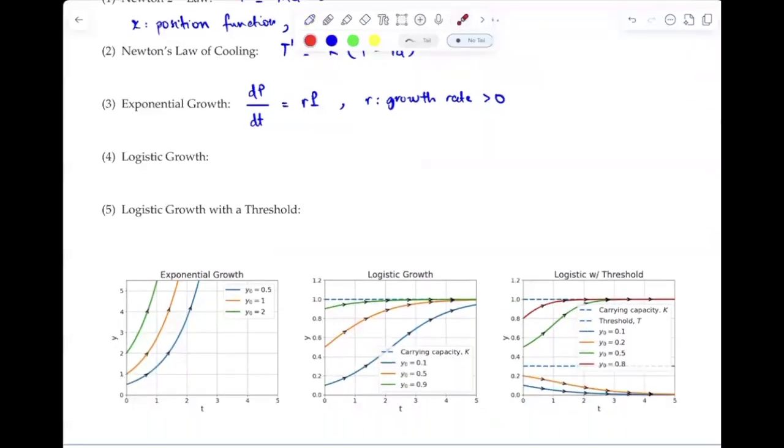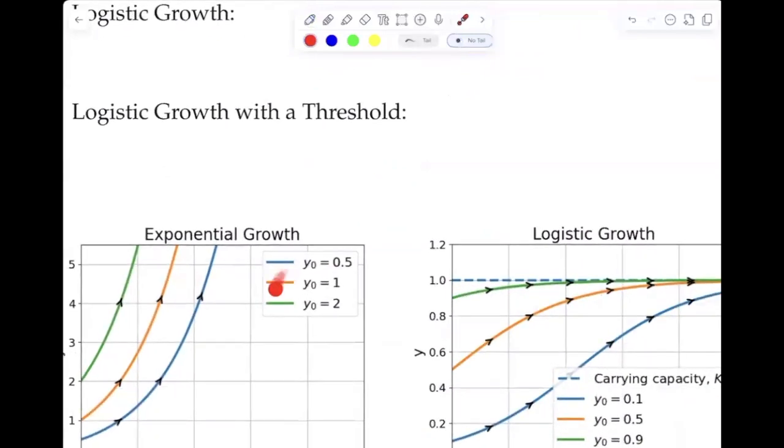I also have a graph here to illustrate that part. These are the exponential growth models. You have some annotations here indicating y sub 0 equal to 0.5, y sub 0 equal to 1, y sub 0 equal to 2. These are different initial conditions. Let's say initially the population is this; eventually, how does the population grow with respect to the exponential growth model?